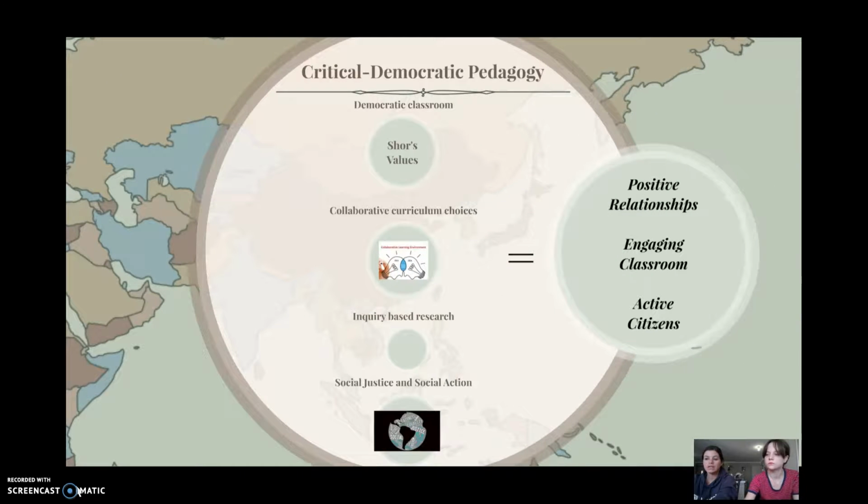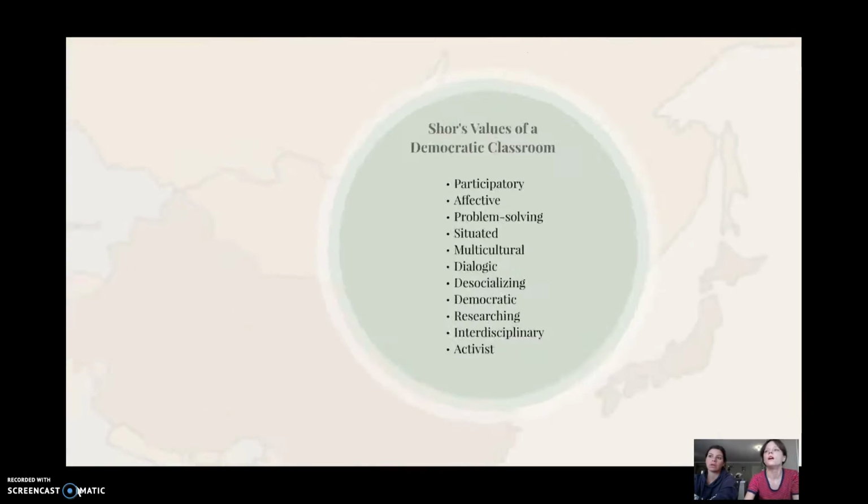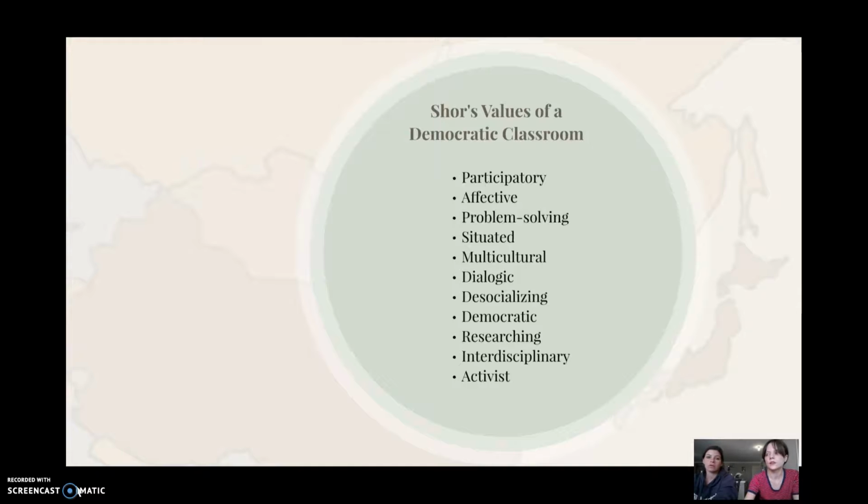Our teaching strategies and pedagogies all contribute to our overall teaching philosophy, which is to adopt a critical democratic pedagogy. Shaw identifies a democratic classroom as having the following values that you may have already heard us mention throughout our presentation. A democratic classroom is one in which the teacher doesn't teach via knowledge banking, but they create an engaging, interactive classroom where the teachers and students collaborate their findings and learn from one another.